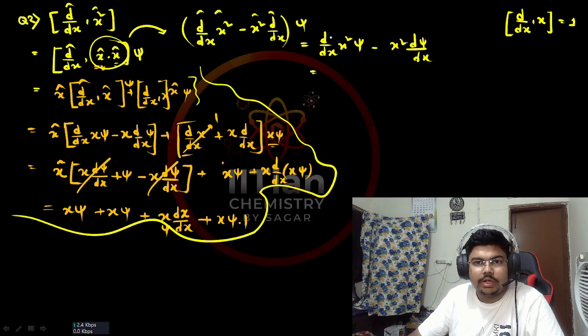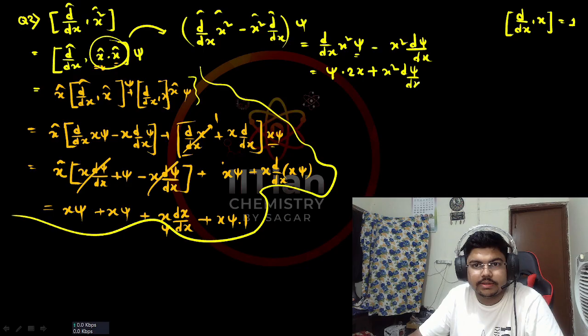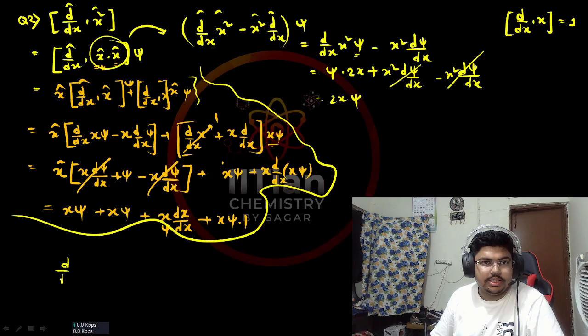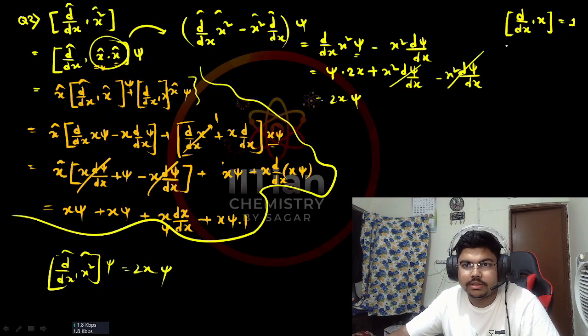Okay, so now how will you solve this? First, take psi d/dx of x square, which means 2x, plus let's take x square into d/dx of psi, which means d psi/dx, minus x square d psi/dx. This and this cancel out. So we get 2x psi. So ultimately d/dx comma x square of psi equals 2x psi. That means the value of the commutator d/dx comma x square is basically 2x.